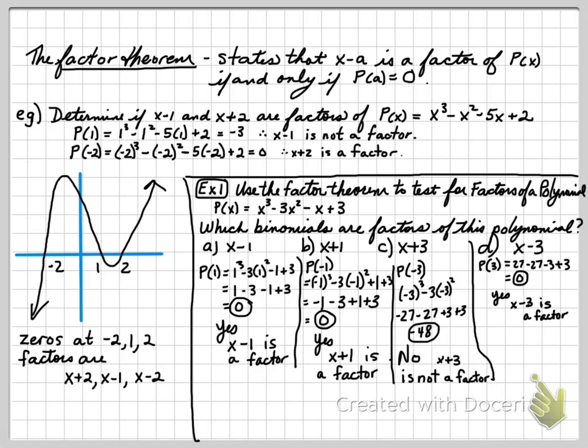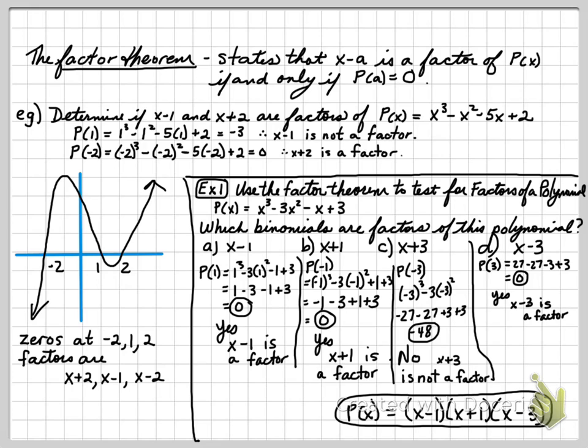Since this is a cubic function, our leading power is 3. That means there are going to be 3 roots. We found all 3. So one possible equation could be p of x equals x minus 1 times x plus 1 times x minus 3, although it's going to take further investigation to prove that that is in fact our equation.